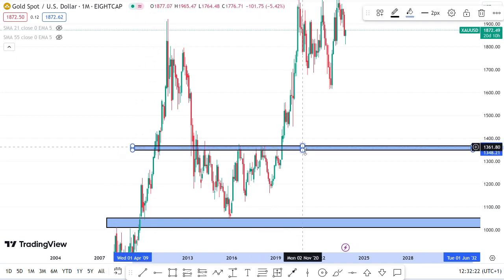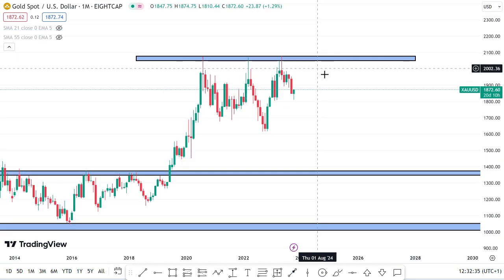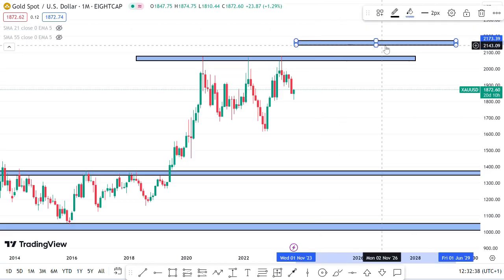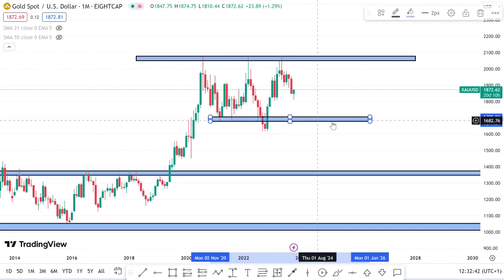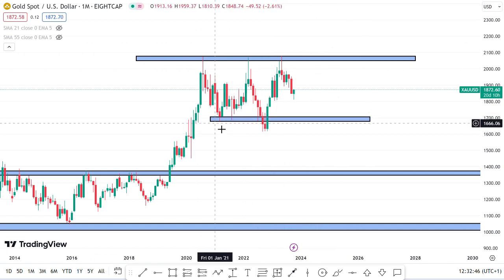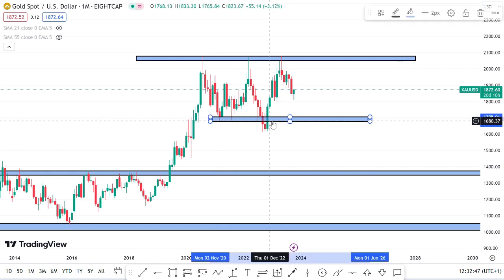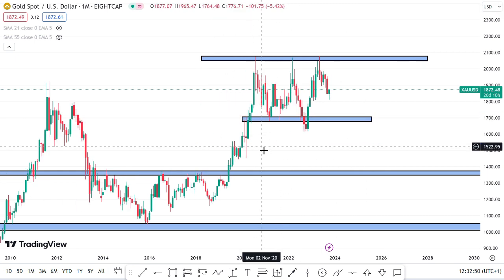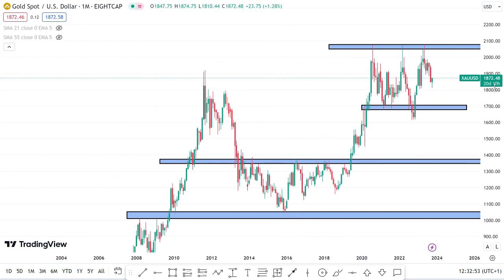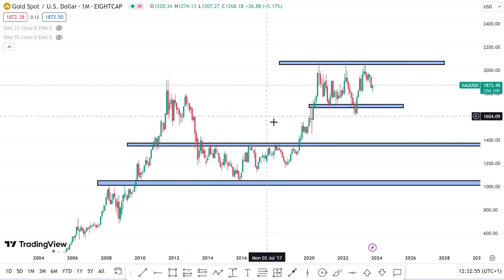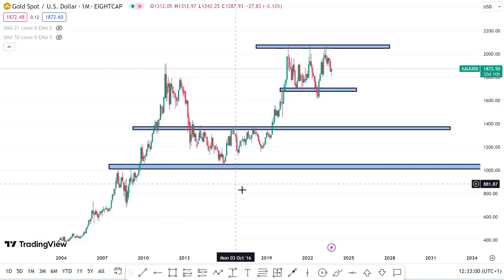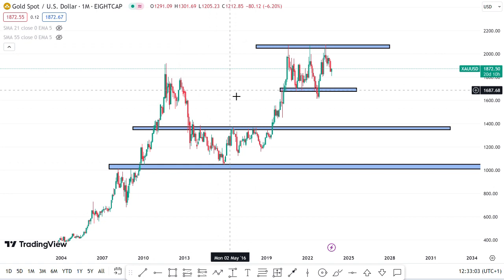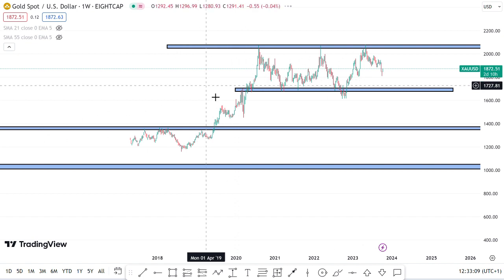Okay, that being said, I have another level over here. As you can see, this was another level. Okay, so now after marking out these levels, we are going to the weekly time frame. We are breaking this down to the weekly time frame so that we can see how far we've gone.